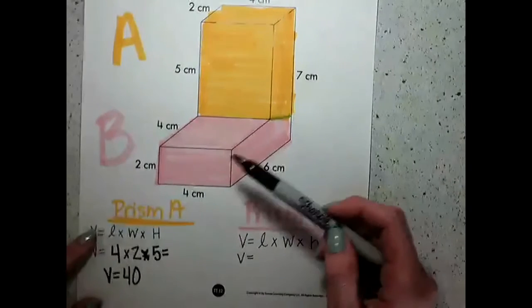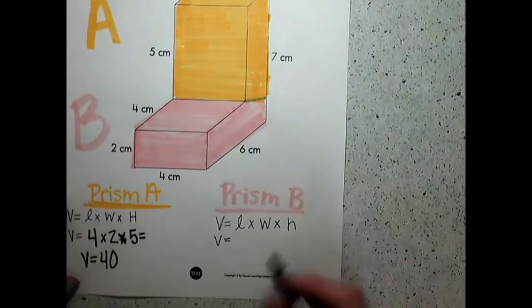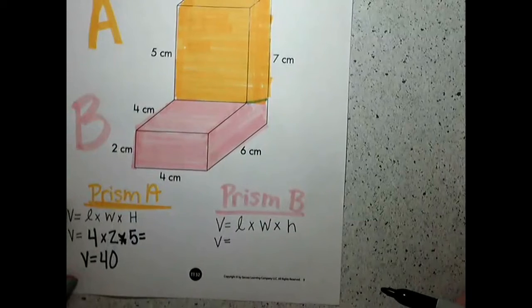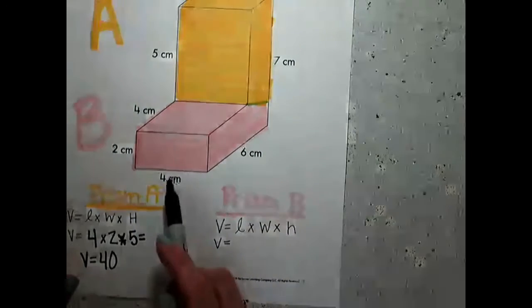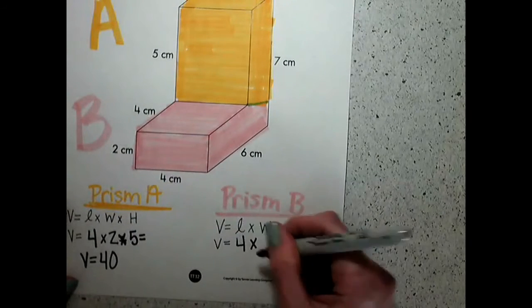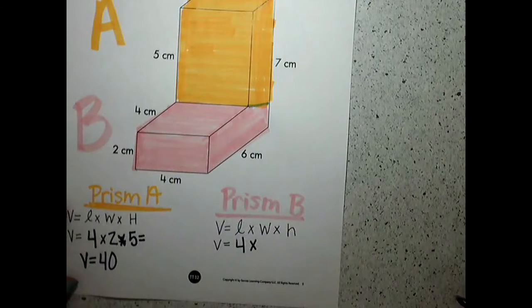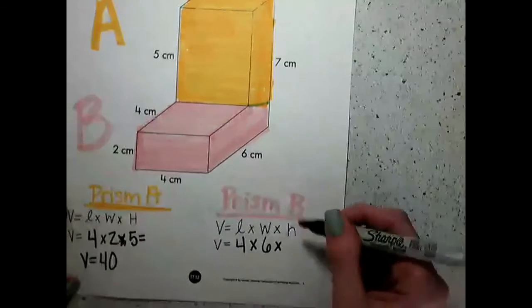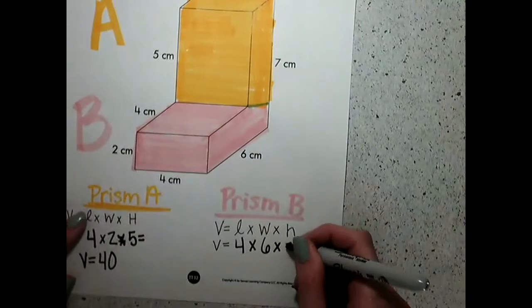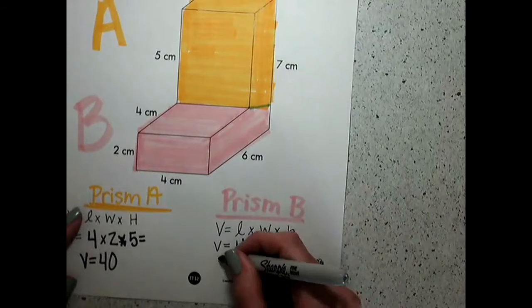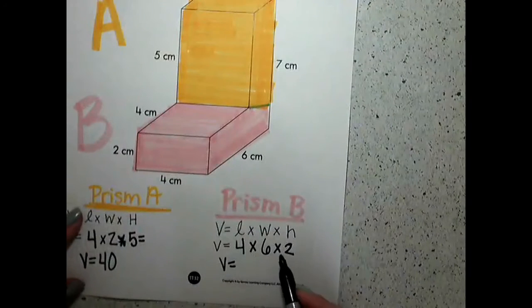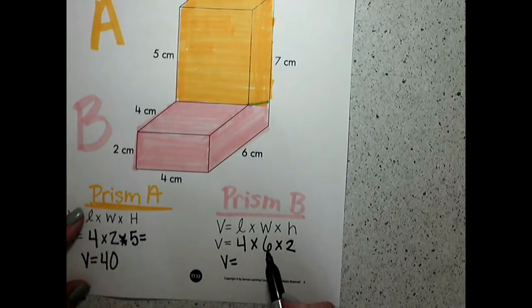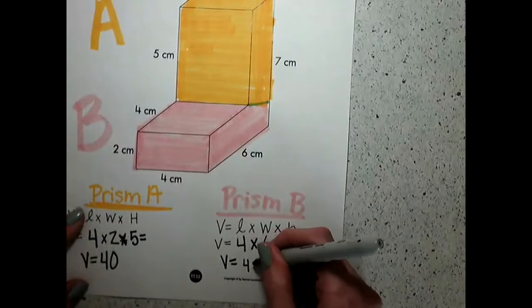So let's take a look at the pink. I need to find length times width times height for this prism B. I'm noticing the length of prism B is 4. The width of prism B is 6. And the height of prism B is 2. In order to find my answer, I have to find 4 times 6 times 2. I know that 4 times 6 is 24. 24 times 2 is 48.